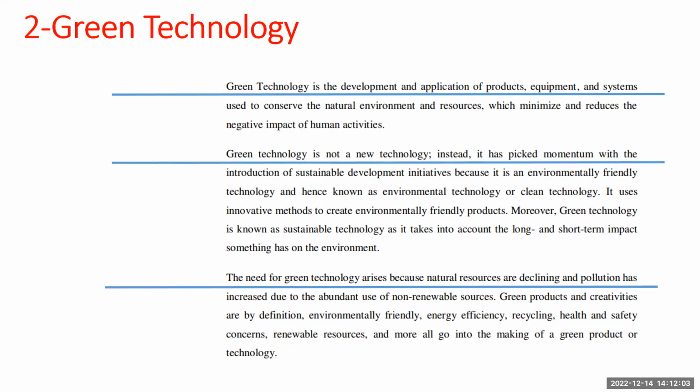Green technology arises because natural resources are declining and pollution has increased due to the abundant use of non-renewable sources. Green products and innovations are, by definition, environmentally friendly, with energy efficiency, recycling, etc. Sometimes people mention clean technology, and environmentally friendly. This is the term of green technology.